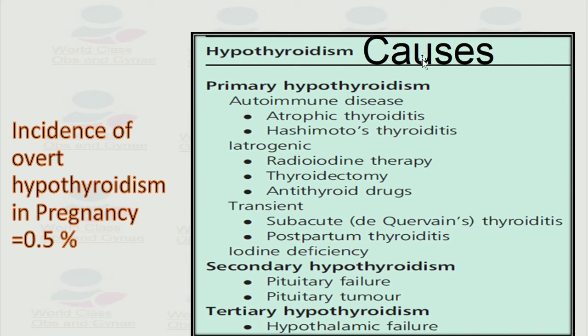Hypothyroidism causes include primary hypothyroidism like autoimmune disease, atrophic hypothyroiditis, Hashimoto thyroiditis. Iatrogenic causes include radioiodine therapy, thyroidectomy, antithyroid drugs. Transient conditions include subacute de Quervain thyroiditis, postpartum thyroiditis, and iodine deficiency. Secondary hypothyroidism causes include pituitary failure and pituitary tumor, and tertiary hypothyroidism includes hypothalamic failure.